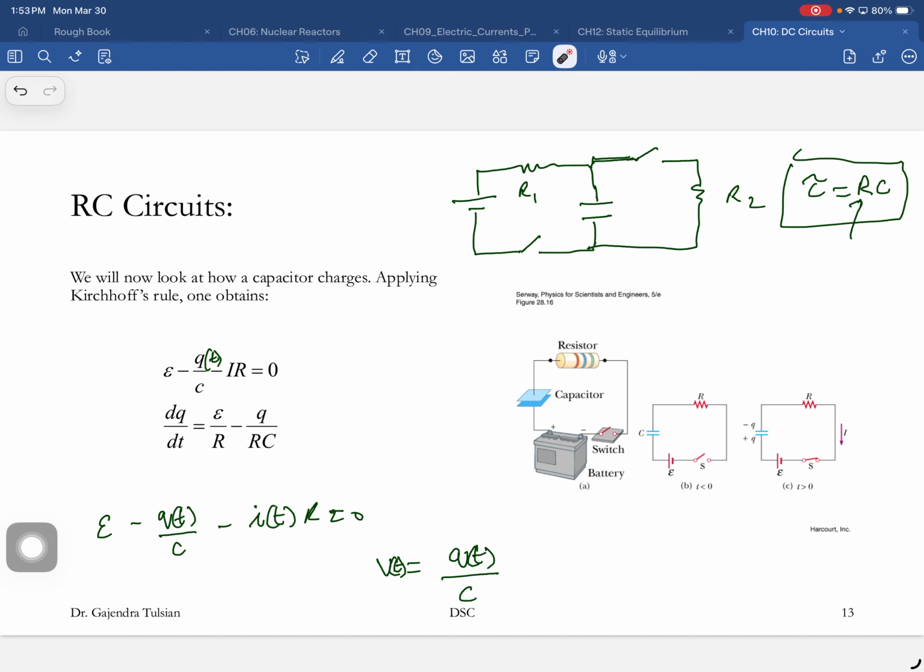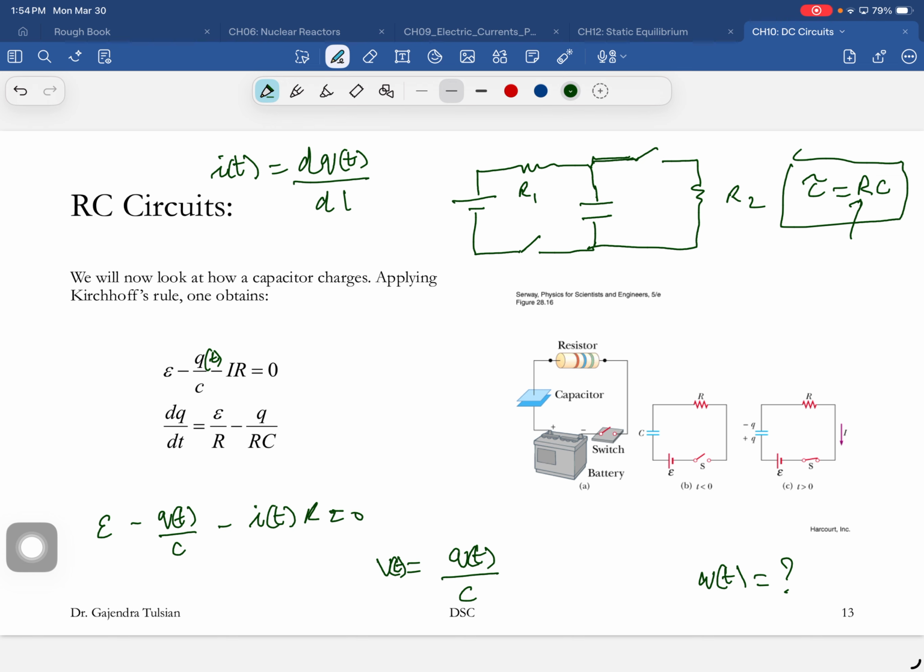It builds up exponentially. There is the maximum charge, C times E, times 1 minus e to the power of minus t over RC. There is the time constant in the circuit. The time constant is given a special symbol, tau, and that's the time scale over which all things change in that circuit.